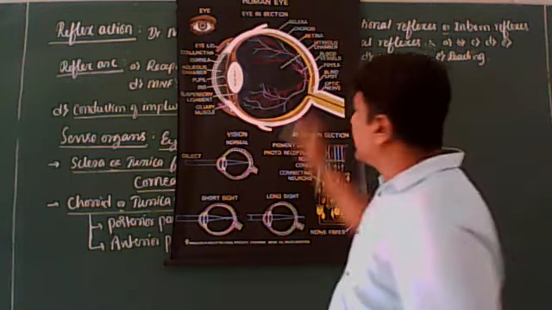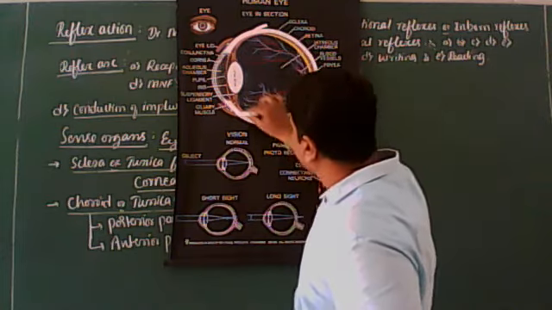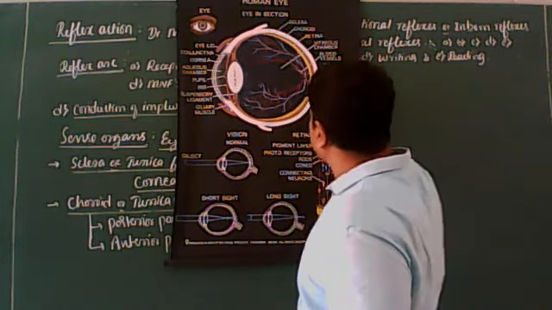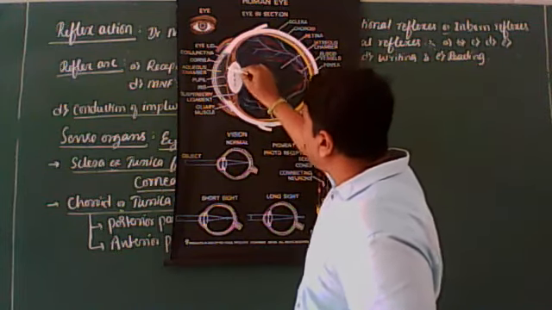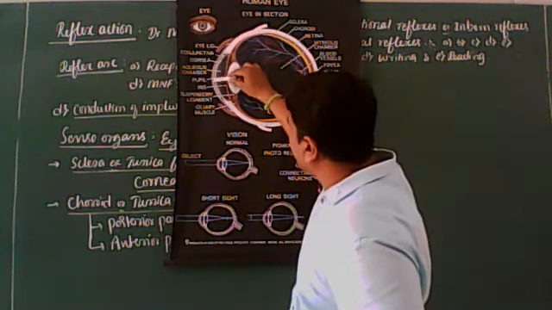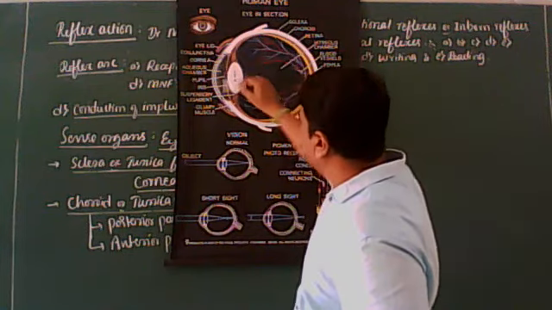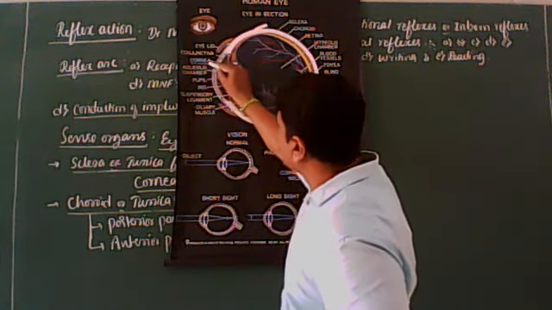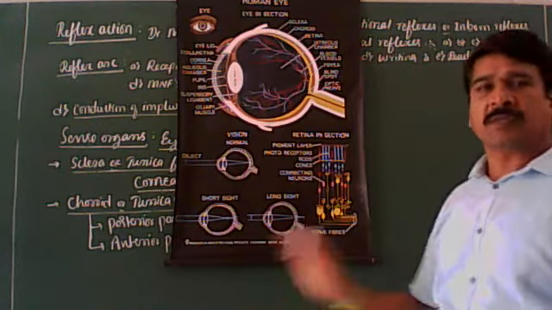This is the only layer that completely covers the eye. Its anterior part is transparent, and it is called the cornea. This is the first layer.